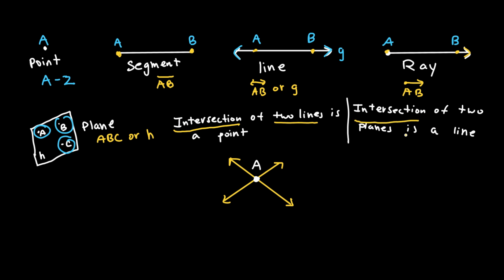Now, intersection of two planes. So we already know what a plane is. Now let's intersect two planes. Alright, we have two planes intersecting here. Let's find the intersection. It's intersecting over here and it's intersecting over here. So this is our line. And we can call this line AB. And this is how we can note this line AB.